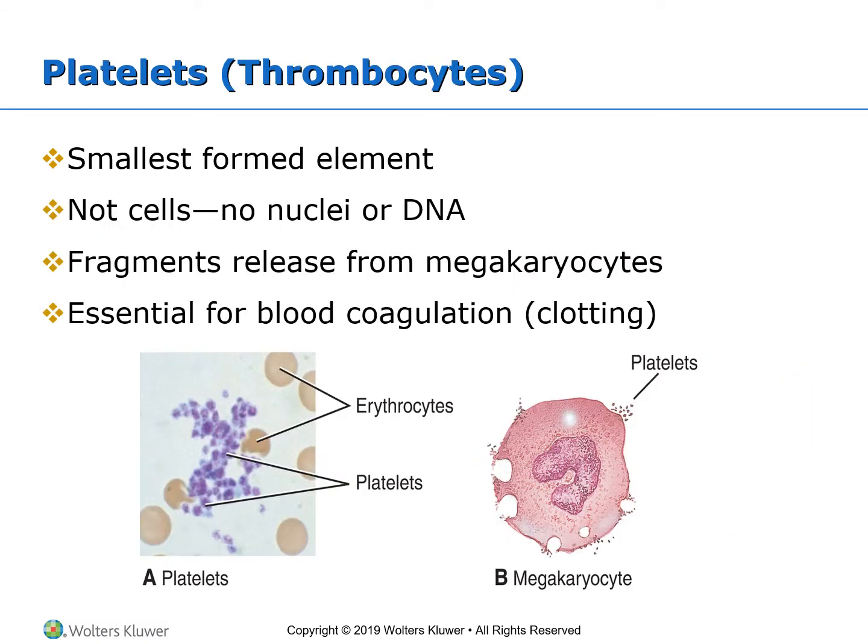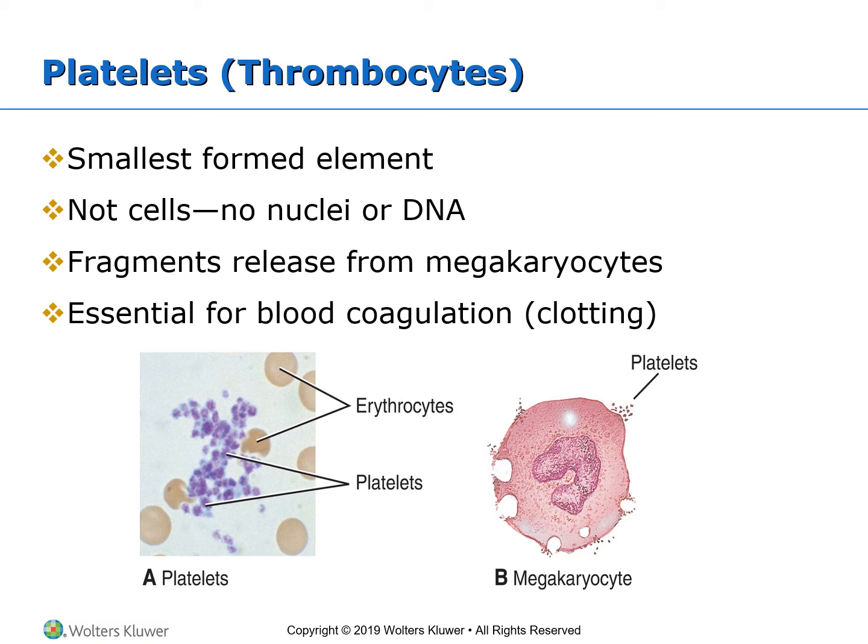The last type of cell that we have in our blood is the platelets or the thrombocytes. Those are the smallest formed elements. They are very tiny, but they are actually not cells. They are fragments that are released from a giant bone marrow cell that is called a megakaryocyte. They do not have a nucleus or DNA.